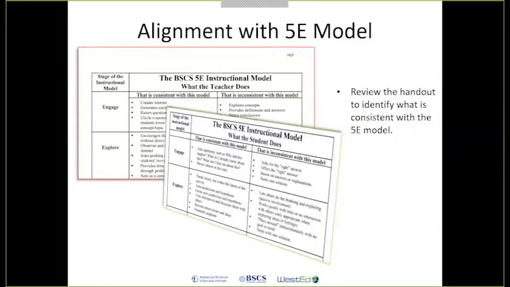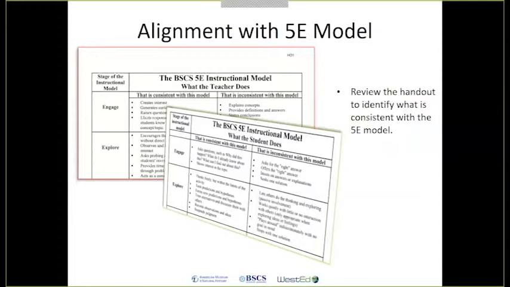Okay, good. So now that we have Mrs. Rivera's lesson in front of us, and it's not a perfect lesson, but it is still a really good representation of a lesson that is three-dimensional, phenomena-based, and is also structured around the 5E instructional model.